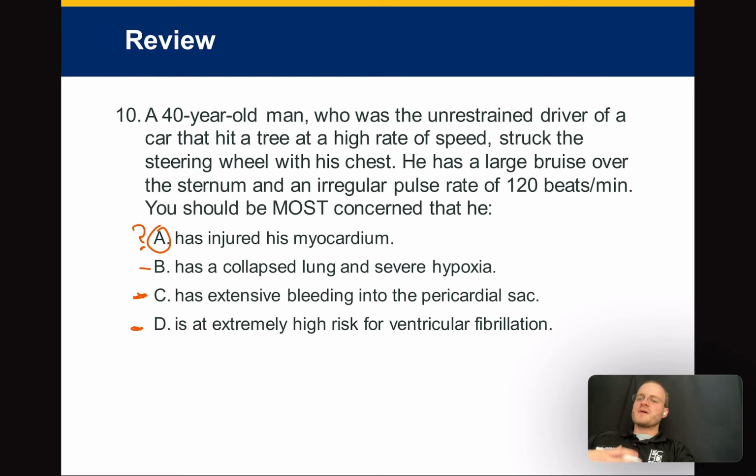What I would say is it's this one: he's injured his myocardium. Anytime there's a big bruise on the anterior portion of the chest, you have to be worried about the internal bruise. And you'd be like, well, Hunter, how did you get to that answer? It's the irregular pulse rate. Remember, with myocardial contusion, the heart will be irritated, so it's not going to beat as normal. It's not beat, beat, beat; it's going to be beat, beat, beat, beat, beat. It's going to be irregular. How do you know that? You would feel their pulse and it's going to feel irregular. And so that is the answer.